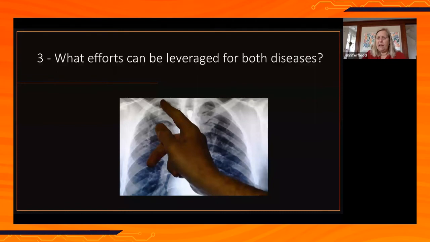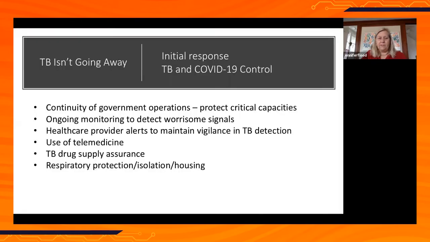So what are the efforts that can be leveraged for both diseases, that we know intersect? These both are life-threatening respiratory diseases that are infectious. We know that TB isn't going away. We have not ended TB globally. So in California and across the world, there is a continuity of government operations, those in public health, those that are working in settings where you're looking for TB and helping TB patients.